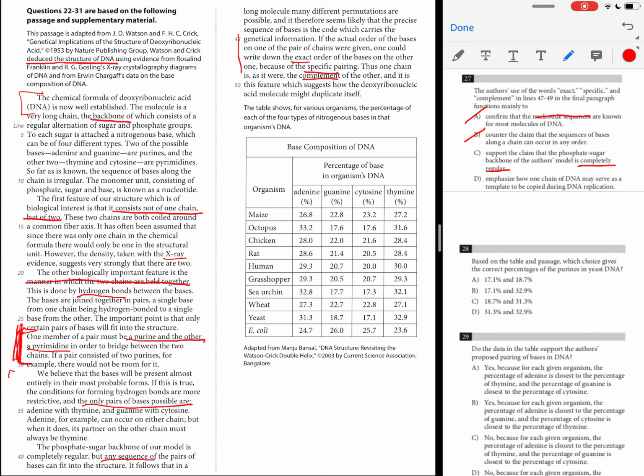It's not necessarily completely regular, and this isn't really supporting that claim, so it can't be C. D, emphasize how one chain of DNA may serve as a template to be copied during DNA replication. So that's exactly the answer I had in my mind, and that's what I was looking for. I'm going to choose D.